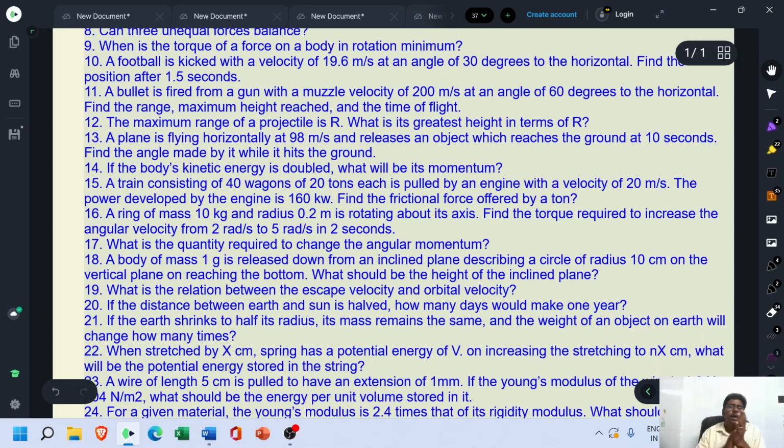11th question. A bullet is fired from a gun with a muzzle velocity of 200 meters per second at an angle of 60 degrees to the horizontal. Find the range, maximum height reached and the time of flight.